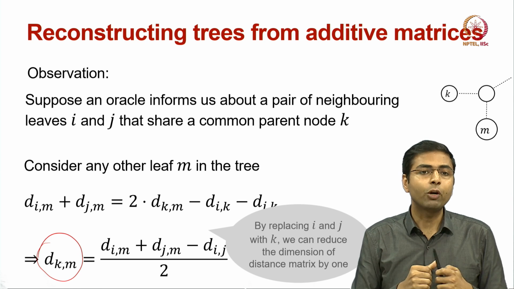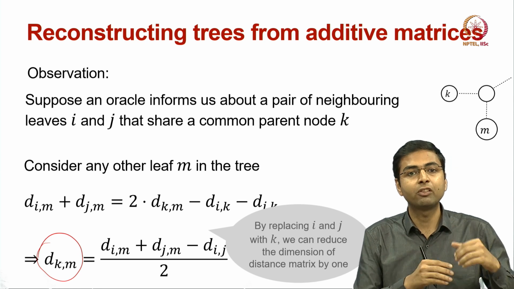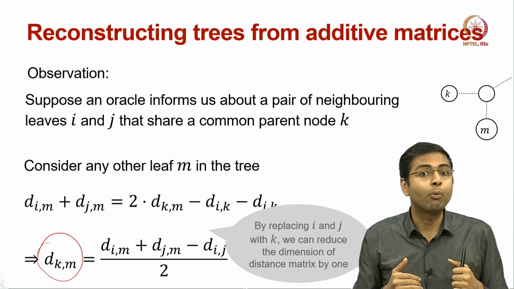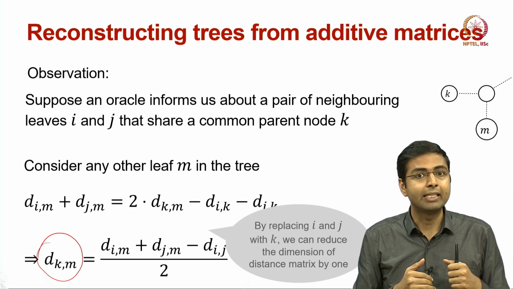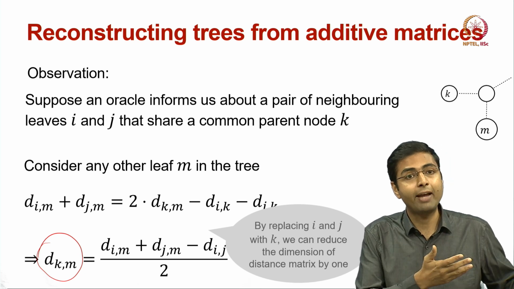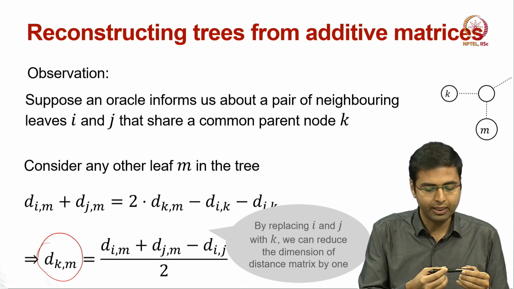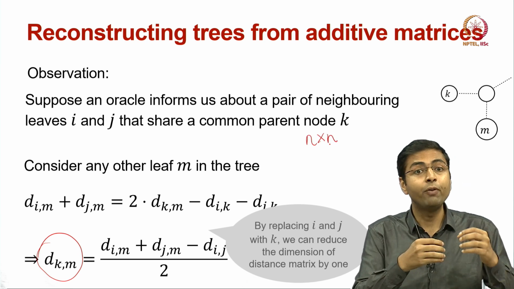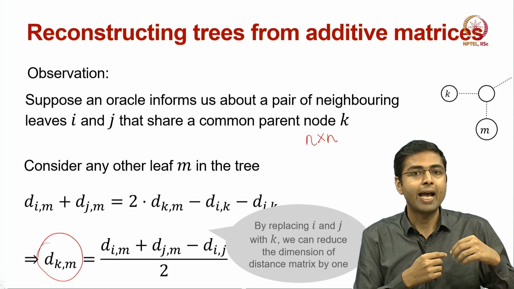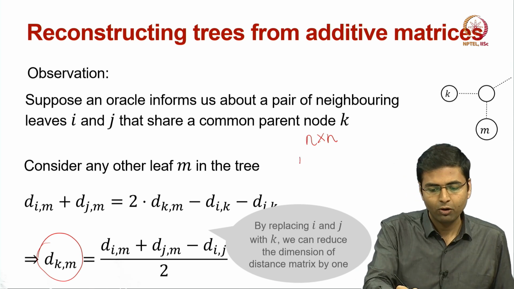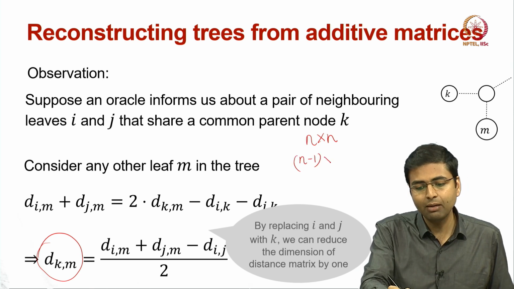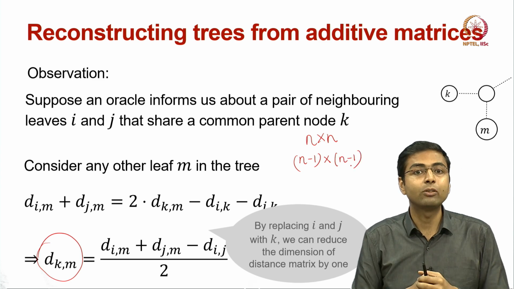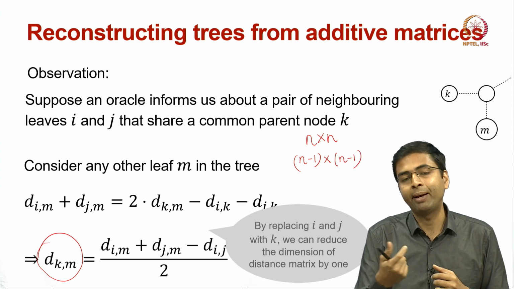By doing this, what we have achieved is we have reduced the dimension of the matrix by 1, and as a result we have a simpler problem to solve. That is, we had the input of n cross n originally, and by removing 2 leaf nodes and adding 1 node, we have a slightly simpler problem to solve, in which the matrix has only dimension n minus 1 cross n minus 1.